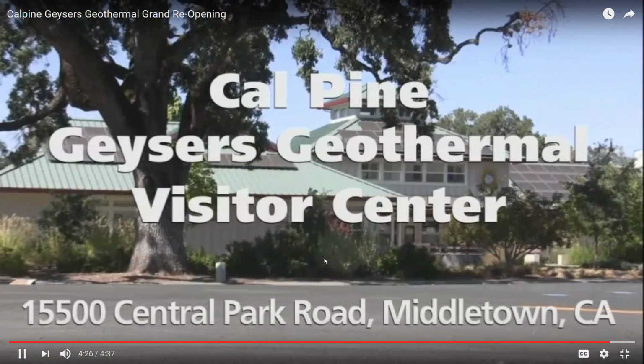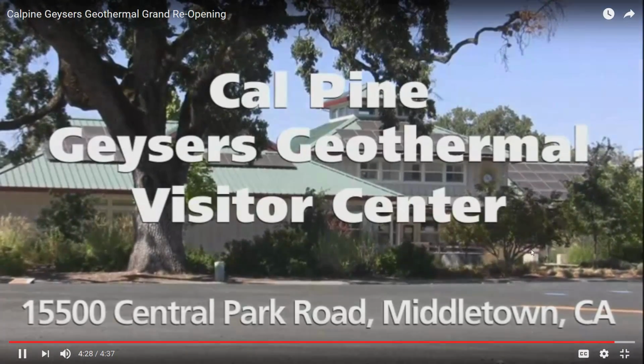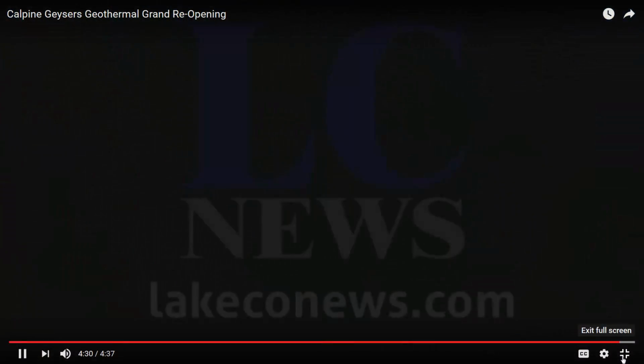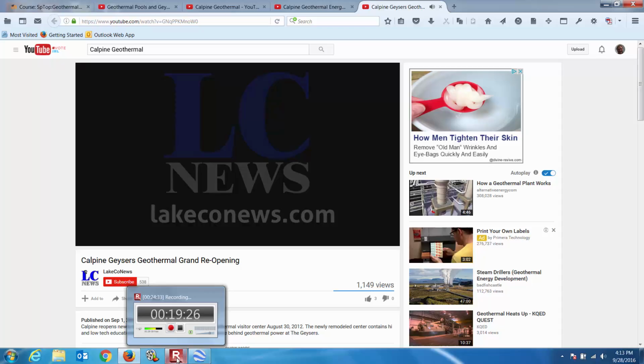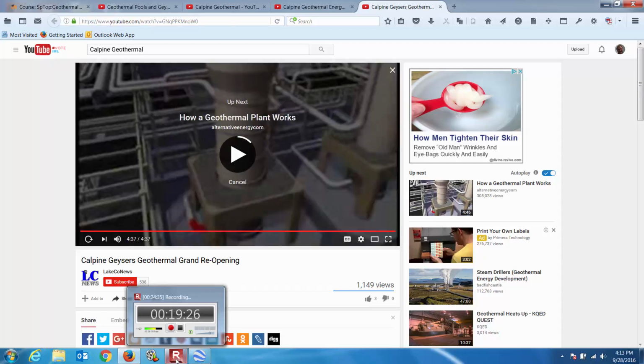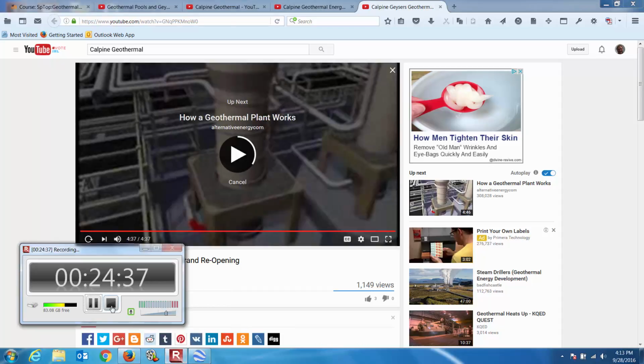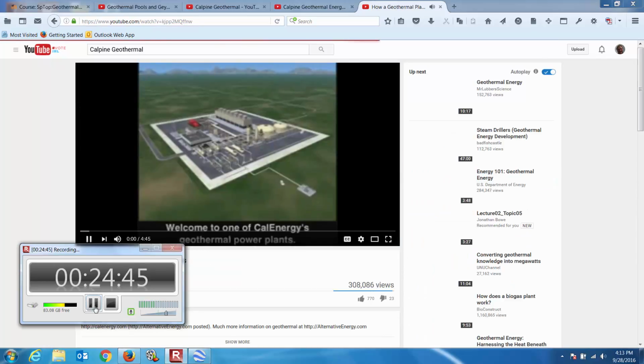So there you have it, the Calpine Geysers Visitor Center. But let's take a look at induced seismicity here. With 35 square miles under production there, that's a pretty big facility. I think there's a bigger one in the Philippines, though. The guy, he might not be up to speed on calling that the biggest facility in the world.